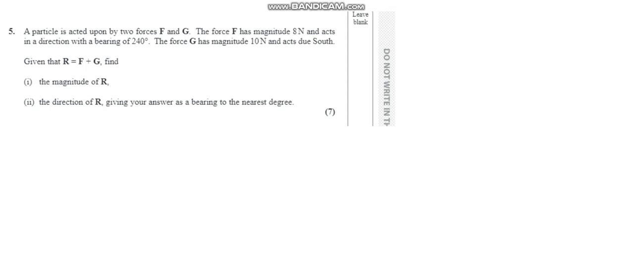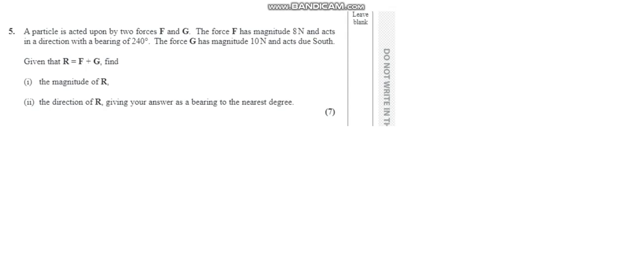The fifth question is all about a particle acted upon by two forces F and G. Force F has magnitude 8 Newton and acts in the direction with a bearing of 240 degrees. The force G has magnitude 10 Newton and acts due south. Given that R equals F plus G, find... So we'll do the first part only. We have to find the magnitude of R.